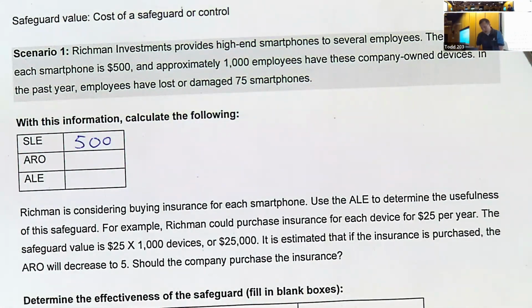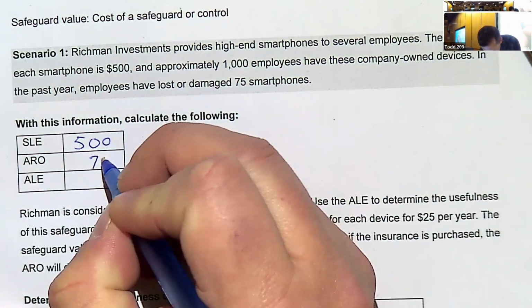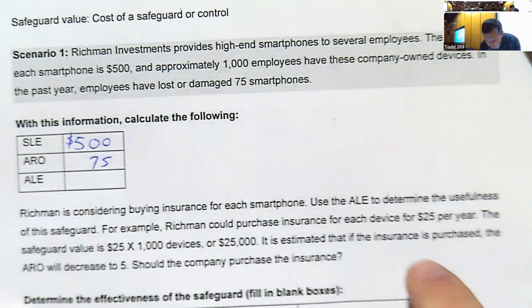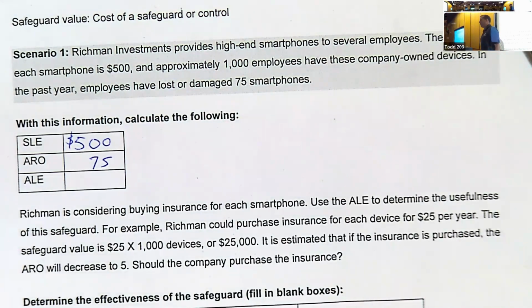All right. How many times are we expecting that we will lose a smartphone, have it damaged, have it broken over the course of the year? How many times throughout the year is this going to happen? 75. All right. It's pretty easy in these scenarios, right? In the past year, they've lost or damaged 75. So that's a good number to say. Last year, we lost 75. This year, let's start with that as our baseline.